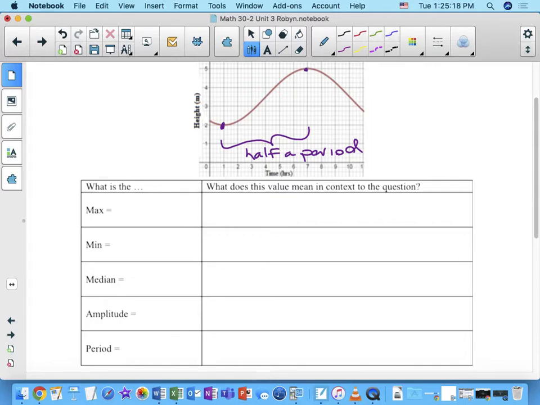Sound good? Okay. Oh, I switched to purple. I like that. Okay.